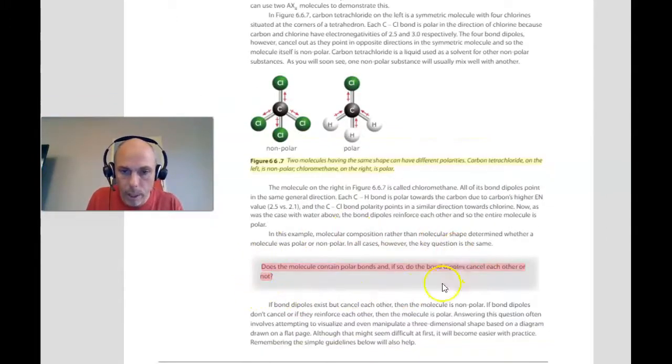And down here in pink, this is the question we always ask ourselves, which you've heard me repeat multiple times. Does the molecule contain polar bonds? It needs to be polar. And if so, do the bond dipoles cancel each other out or not? If they do cancel each other out, it's not polar, meaning if it's symmetrical, it's not polar. But if they don't cancel each other out, if it's asymmetrical, it will be polar.